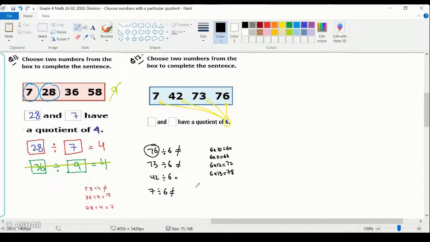Let's look at 42. 6 times 6 is 36, and 6 times 7 is 42. So do we have 42 and 7? Thank you, May. Inspiration, Selam, Solomon. Okay. So we can say the two numbers 42 and 7 have a quotient of 6. That means when 42 is divided by 7, we will have 6 as the answer.